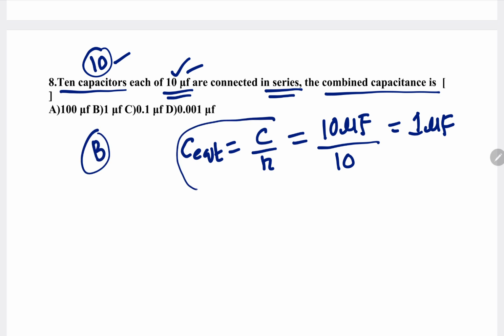So C equivalent is equal to C by N for series connection, and C equivalent is equal to NC for parallel connection, when equal capacitance capacitors are connected.